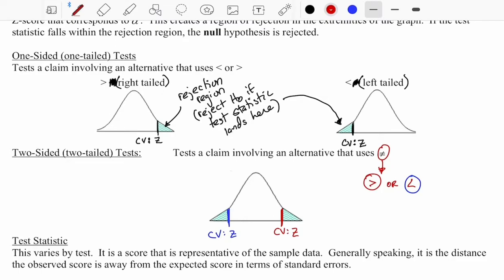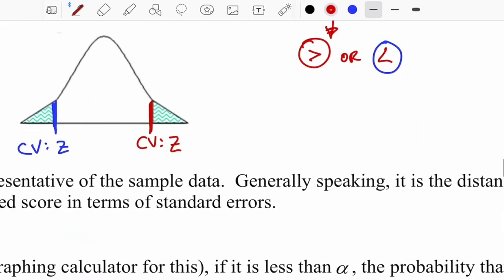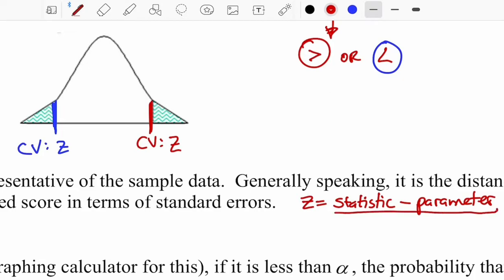All right. Generally speaking, it's the distance the observed score is away from the expected score in terms of standard errors. All right. So as a general rule of thumb, we would say, and it could be z, it could be t, it could be chi-squared, but let's say it's z because that's what we've been working with. We would be looking for the difference between the statistic and the parameter. So statistic minus parameter over the standard error.